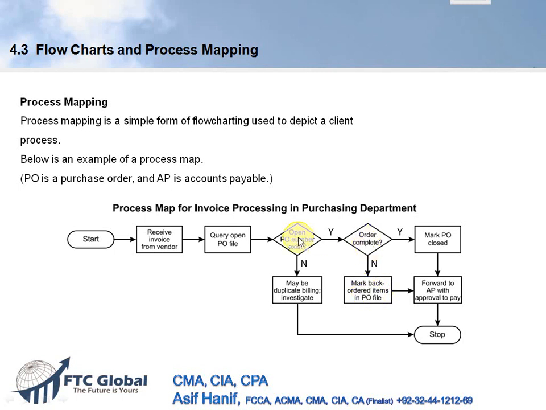Fine. Now this leg we didn't see. We received a vendor invoice. We'll compare the vendor invoice with the corresponding purchase order. Open PO number exists? No, it means there is no purchase order. Why did we receive this invoice if there is no open purchase order? Maybe the vendor might have sent a duplicate billing invoice, so we may need to investigate and stop.